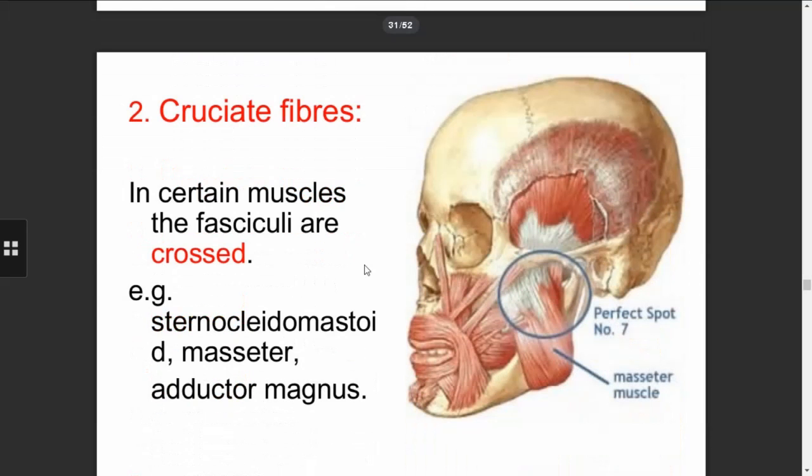Cruciate fibers. In certain muscles, the fasciculi are crossed, which means that more than one muscle fasciculi are crossing each other, like a zigzag position. Examples will be sternocleidomastoid, masseter, and adductor longus. Here we can see that many fasciculi are crossing each other in the masseter region. This is a spot where we can say that there are cruciate fibers, meaning they are crossing each other.